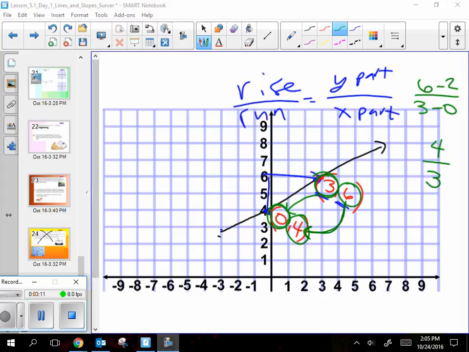Okay. So if I go 6 minus 4, not 6 minus 2. I was wondering why was that wrong? There we go. 6 minus the 4 is 2 over 3 minus 0 is 3. That's why the slope is 2/3. All right, sorry about that. I missed that number.